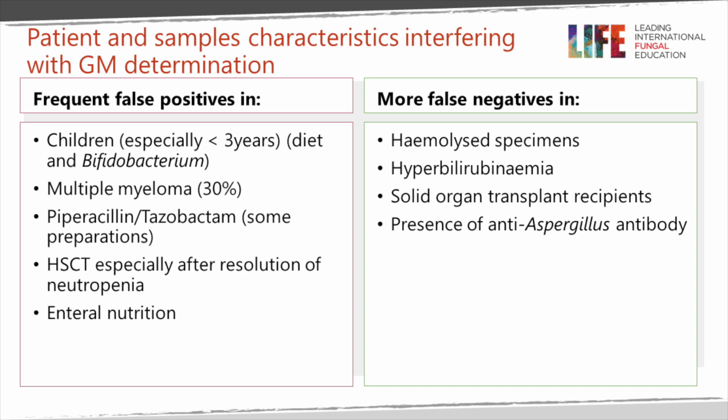On the other side of the coin, we have false negatives, patients whose specimens are hemolyzed, in situations where we have hyperbilirubinemia, solid organ transplant recipients, and also the presence of anti-Aspergillus antibody, for example, IgG.